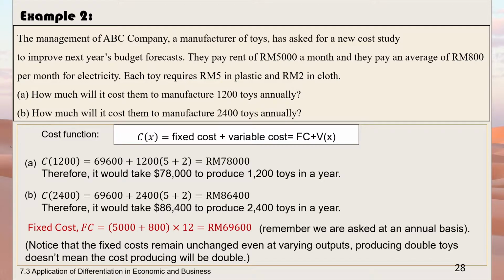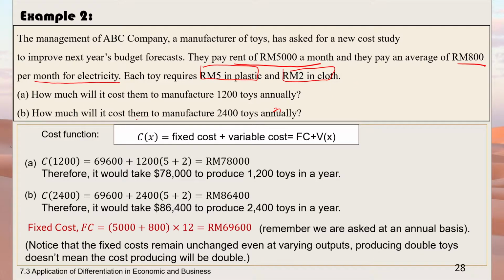Now we look at the second example. The management of ABC company, a manufacturer of toys, has asked for a new cost study to improve next year's budget forecast. They pay rent 5,000, and they pay an average of 800 per month for the electricity, and each toy requires 5 RM in plastic and 2 RM in cloth.